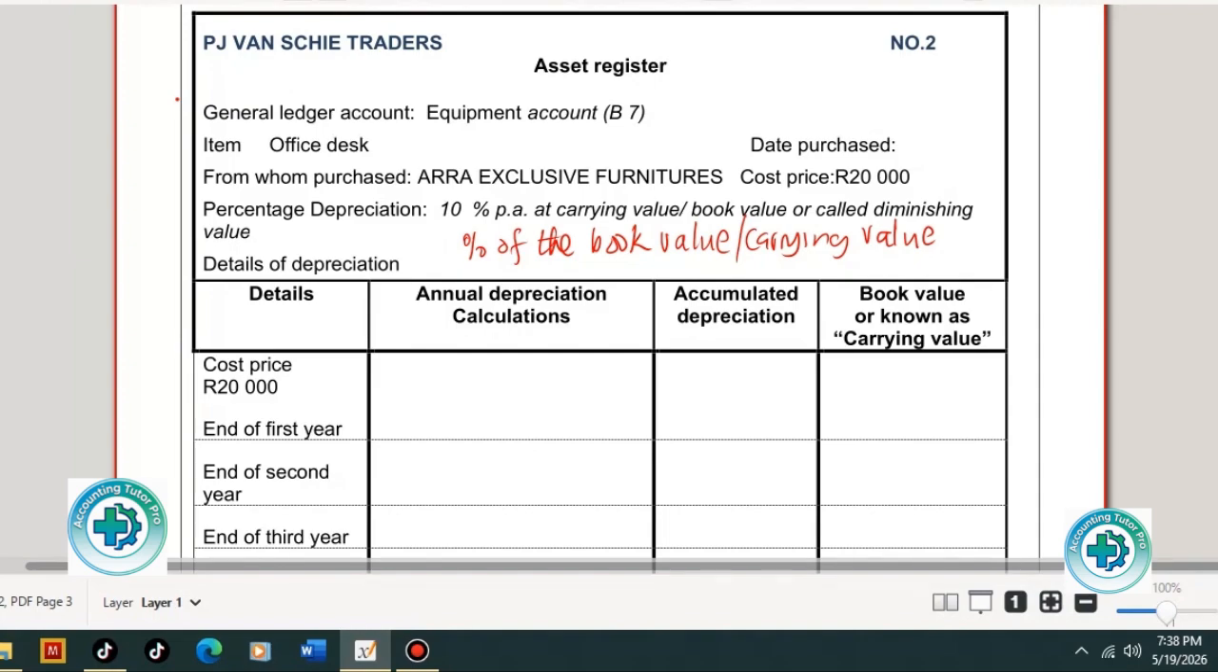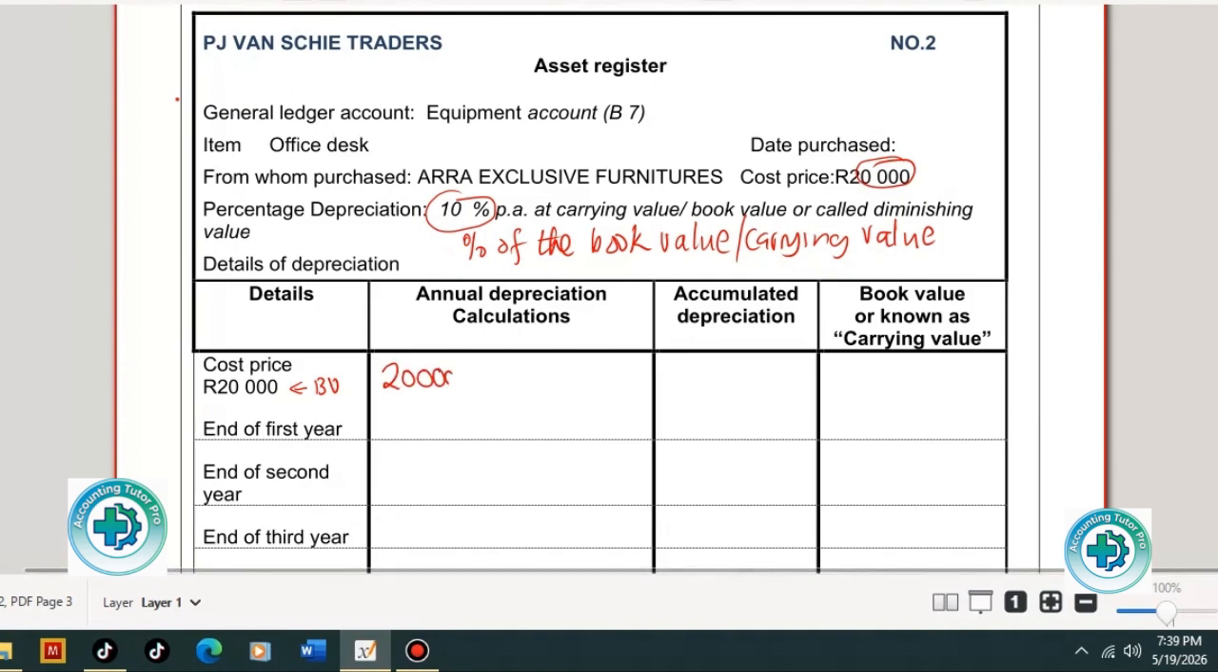So let's get into the calculation. Here we have an asset with a cost of 20,000 rand, and we are depreciating it using the diminishing balance method at 10%. How do we calculate the depreciation? You were given the percentage, and it is applied at the end of the year. For the first year, the cost is the book value. So we are going to use the cost as the book value.